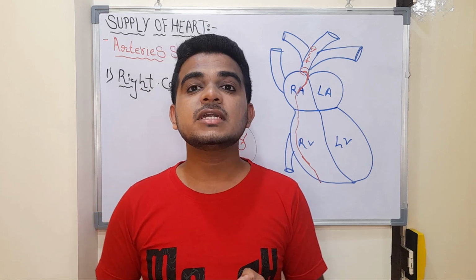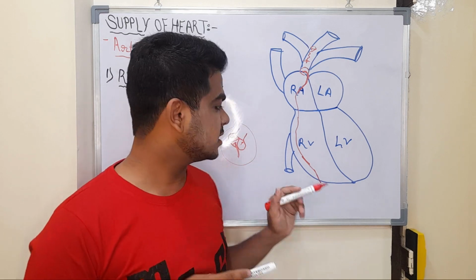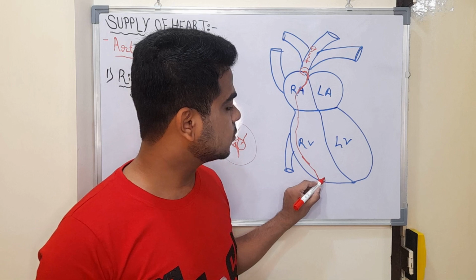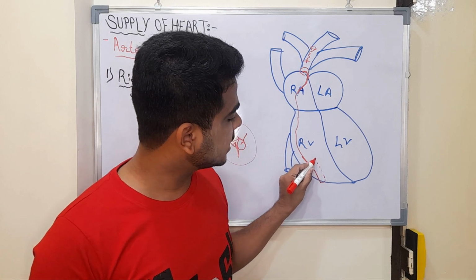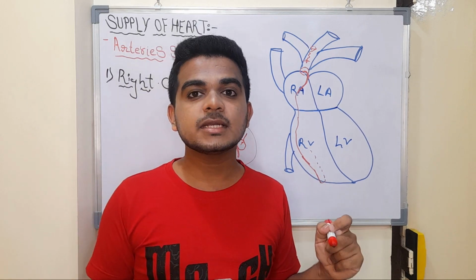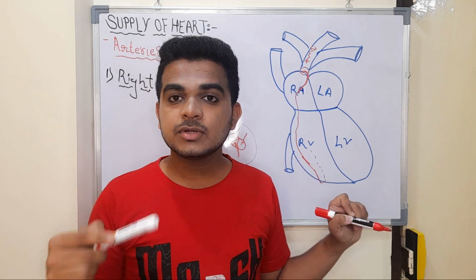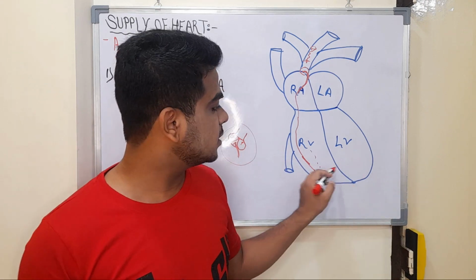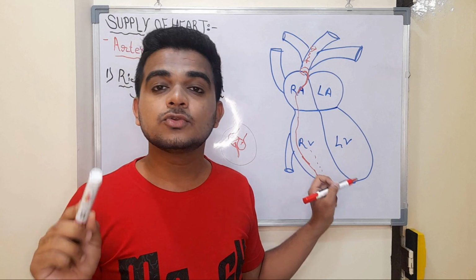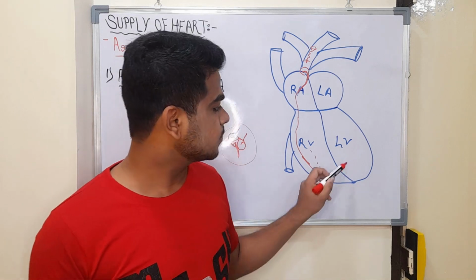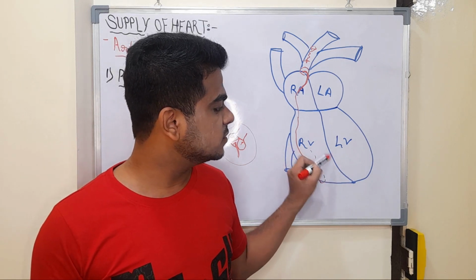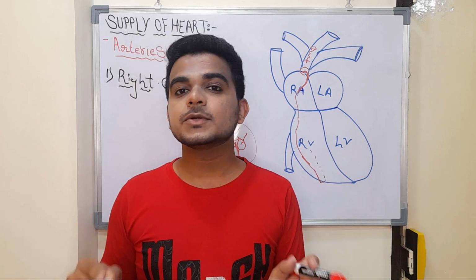This is also known as the diaphragmatic surface. On the diaphragmatic surface, it goes posteriorly. This dotted line structure means it's going posteriorly. And how is it going posteriorly? Through the interventricular groove. Between the two ventricles there is a groove, and this groove is known as the interventricular groove.